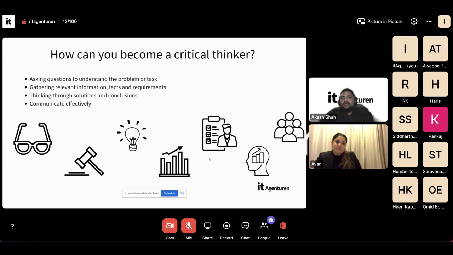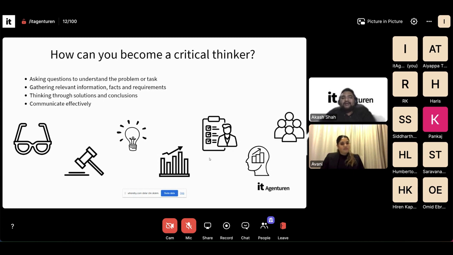You need to gather a lot of information, gather facts, requirements, do requirement analysis, maybe brainstorming, try and think out of the box, maybe come up with one solution or one idea or maybe multiple. And based on that, you should communicate them effectively, maybe through presentations or maybe through a one-on-one session.